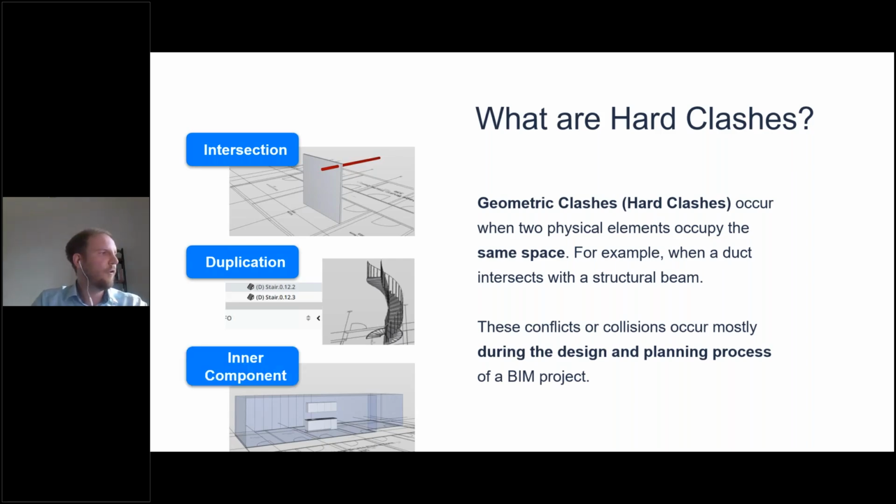The same goes for inner components. Inner components are components that, for example, are modeled by mistake by the designer. When you have a wall, and in the wall is an outlet or a door, if that wall is visualized or the model is rendered, you probably won't spot that component in the wall. So there is an inner component existing.